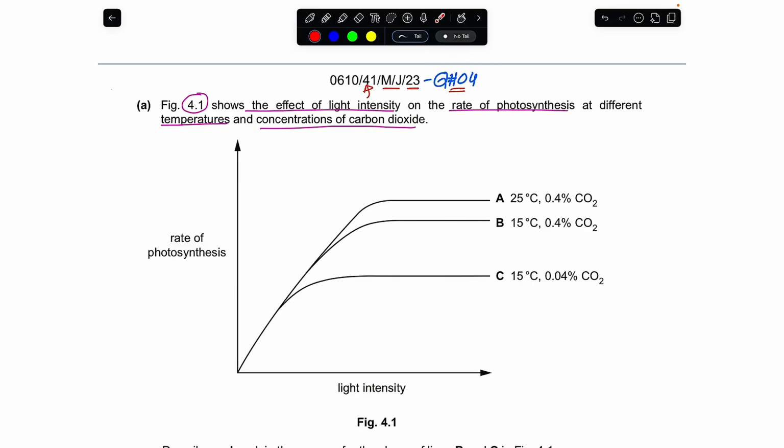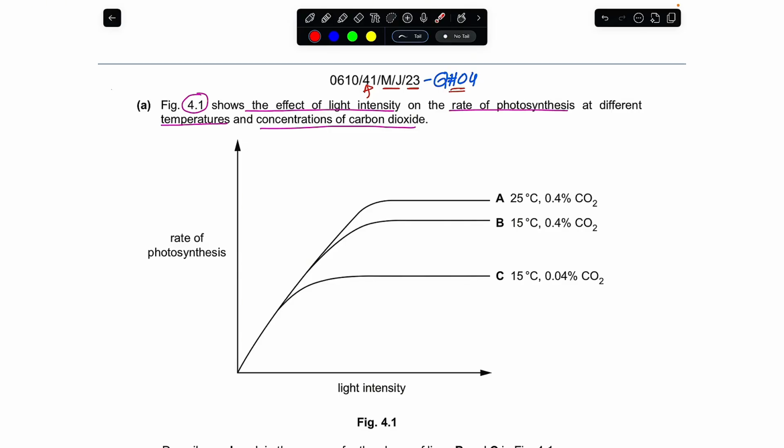When they carried out the investigation for A, temperature was 25, and the CO2 concentration was this much. For B, temperature was lower, this was 15 degrees centigrade. The carbon dioxide concentration was 0.4%. For C, the temperature is again kept at 15 and the carbon dioxide concentration is 0.04%.